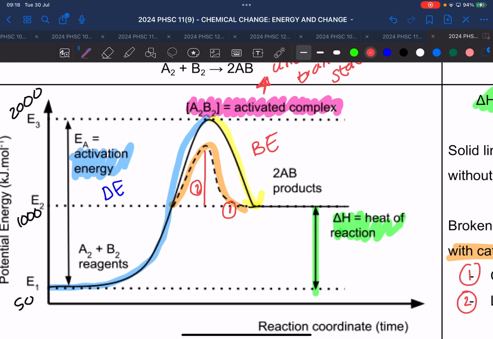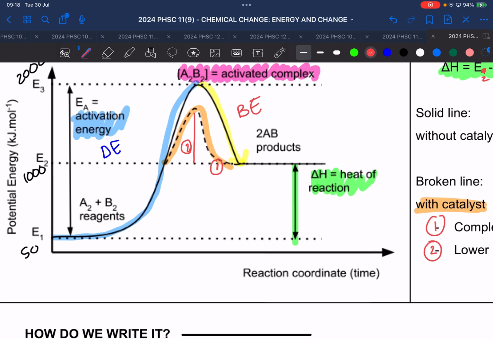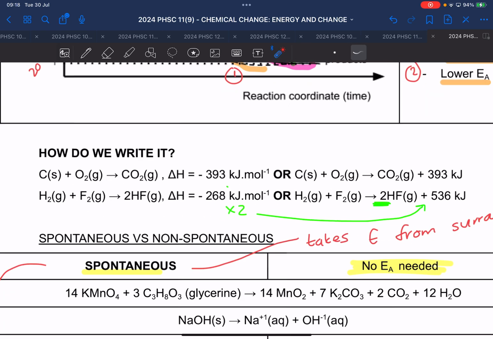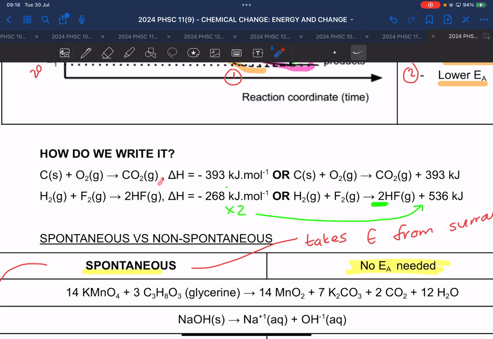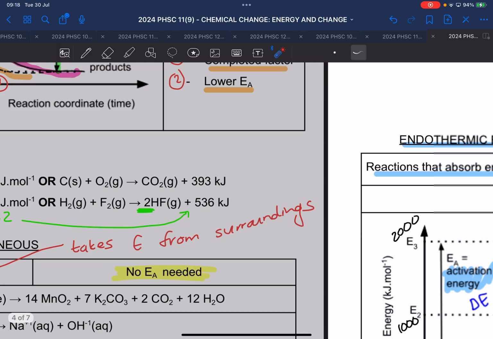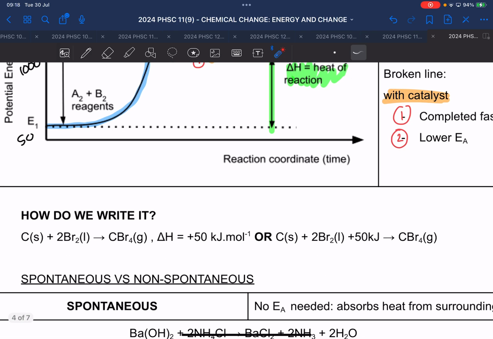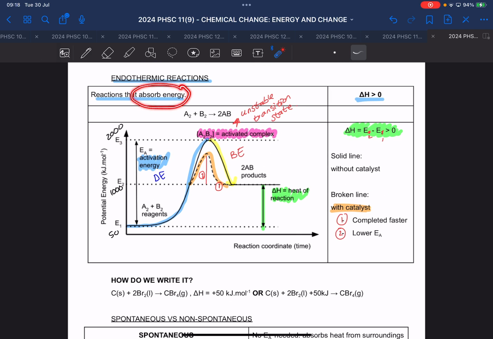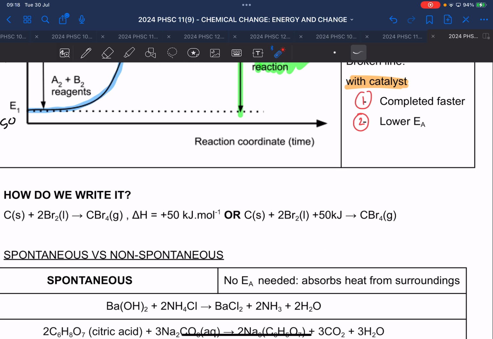Okay, then how do we write it down? With exothermic reactions, you say comma, and then the heat of the reaction is negative. With endothermic reactions, you're going to say comma, and the heat of the reaction is positive. Or, since it absorbs energy, since it needs more energy than what it gives off, the energy can be one of the reagents.